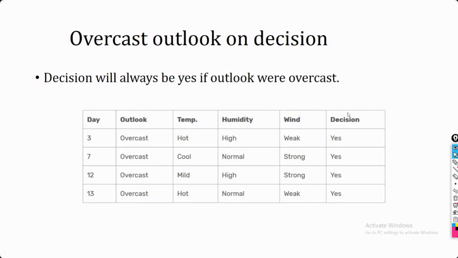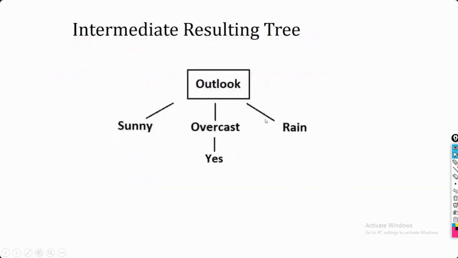Now next I need to check whether I'm able to clearly say what the class label should be. For that, I need to check the decision. Here the decision is yes, yes, yes. For all four instances, the class label is yes. So that means I can clearly say this is going to be my leaf node. Leaf node means I need to decide the class label, and the class label is yes.